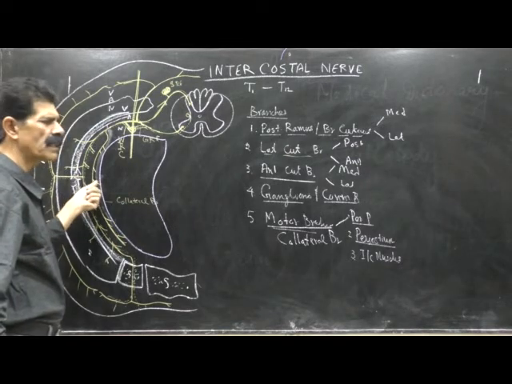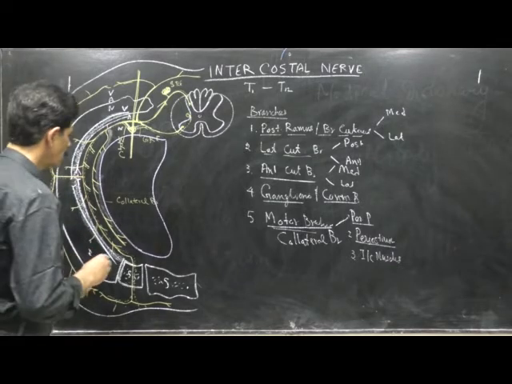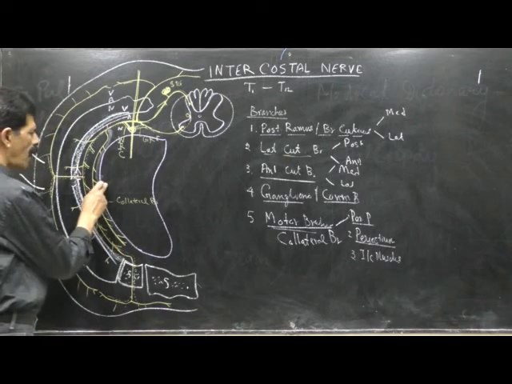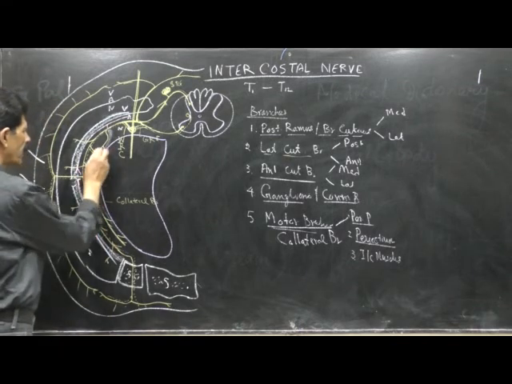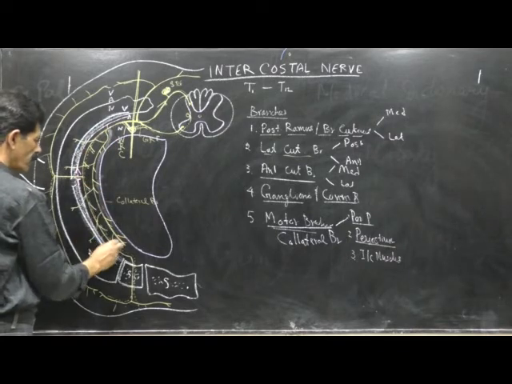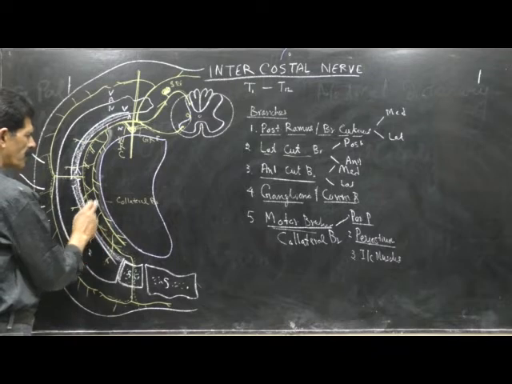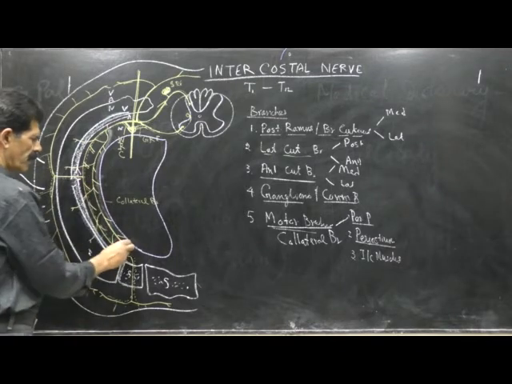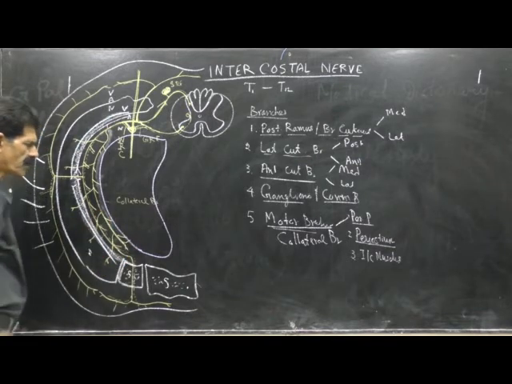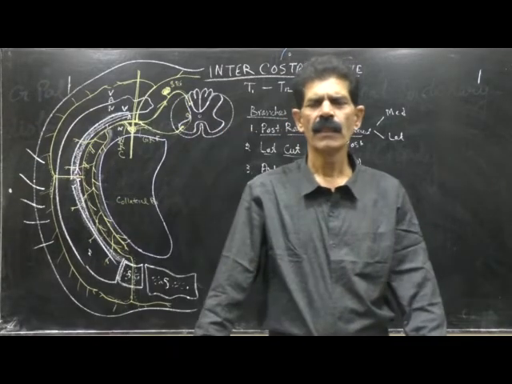The collateral branch doesn't have the sensory fibers which supply the parietal pleura and the periosteum of the ribs. So they do not have sympathetic fibers or sensory fibers, only motor fibers. The collateral branch supplies the muscles, the parietal pleura and the periosteum. So this is how we describe the 5 branches of the intercostal nerve.